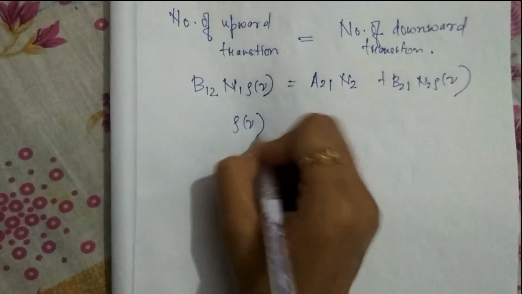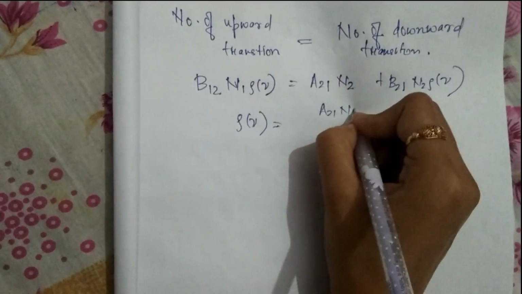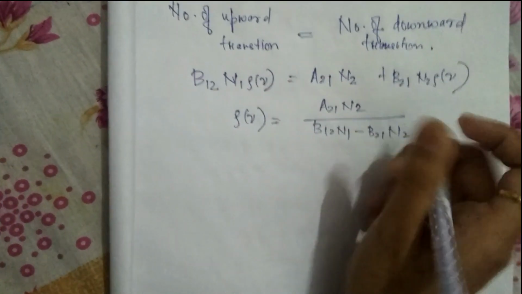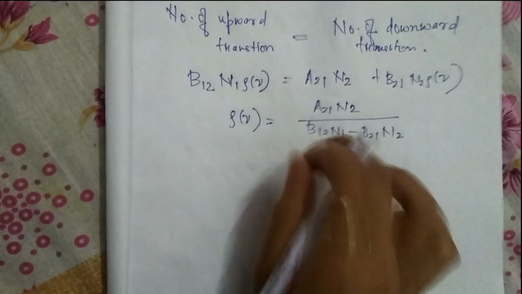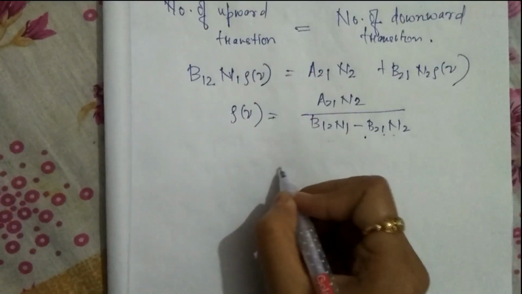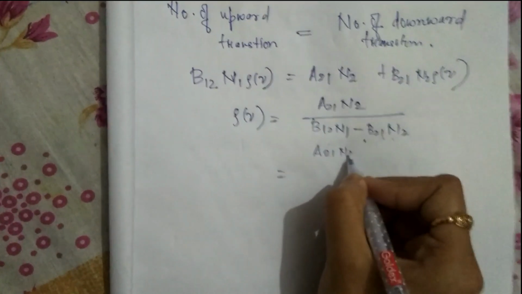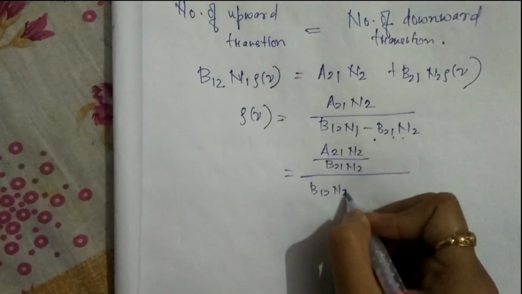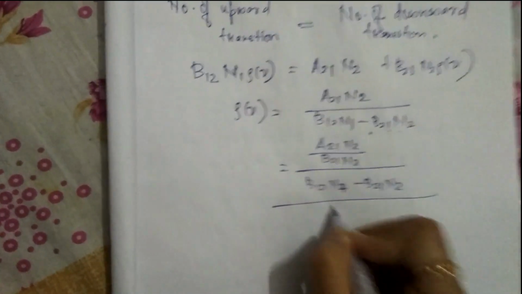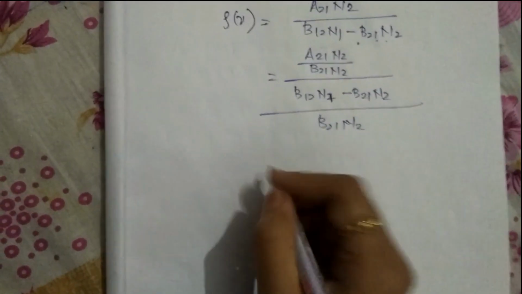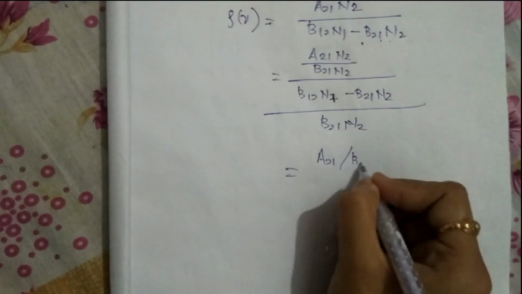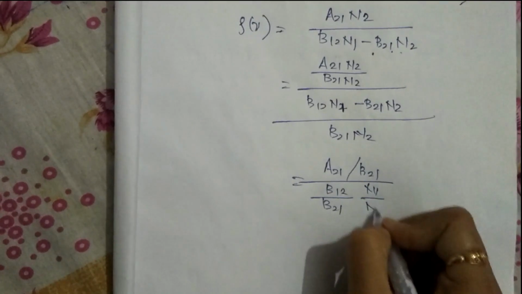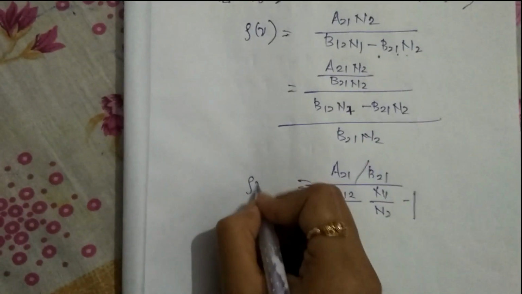So separating rho nu, we get rho nu equals A21 N2 divided by (B12 N1 minus B21 N2). Dividing the numerator and denominator by B21 N2, we get rho nu equals (A21 / B21) divided by ((B12 / B21)(N1 / N2) minus 1).